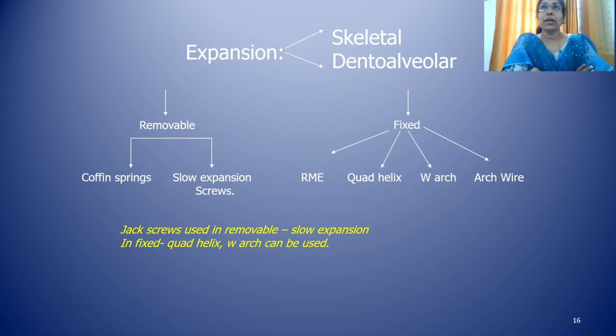Okay, so the rapid maxillary expansion can be brought about by RME, rapid maxillary expander, whereas the slow expansion is brought about by removable appliances incorporating coffin springs and small expansion screws.